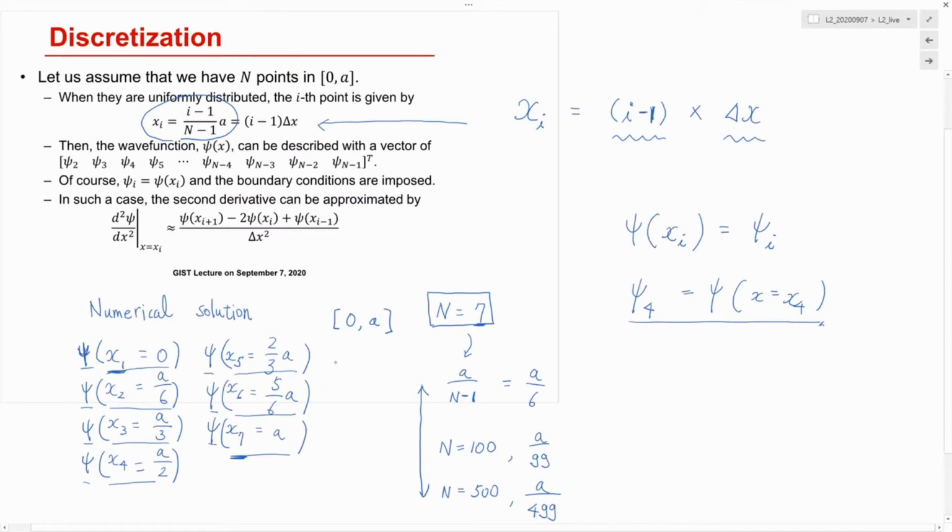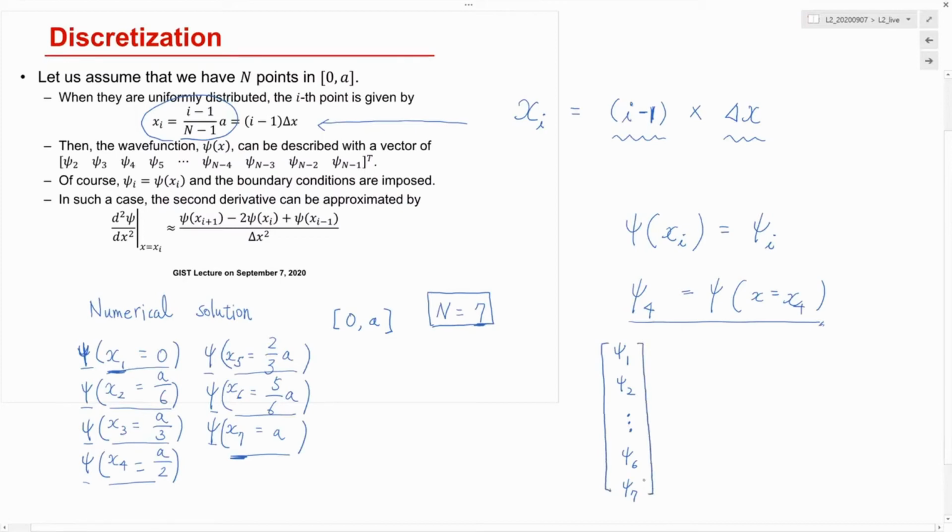Once we accept this convention, let's collect all available information about this 7-point discretization. At most, we can have psi 1, psi 2, then up to psi 6, psi 7. That is all the information we can expect from this 7-point discretization. So we will say that only with these 7 real numbers, we get the full information about the system. That is our assumption.